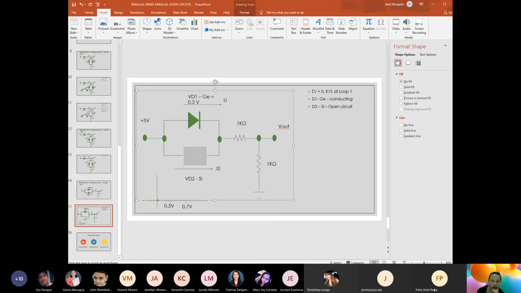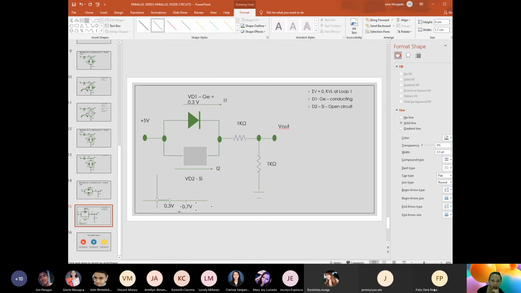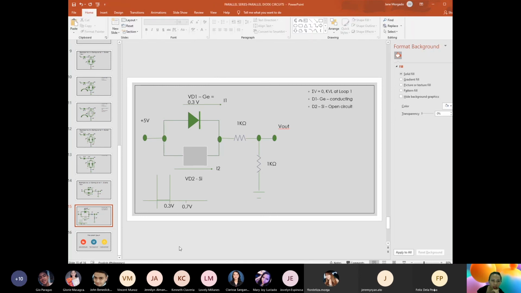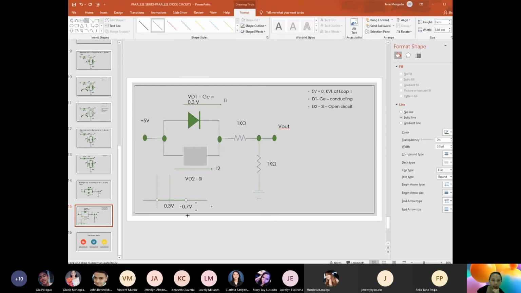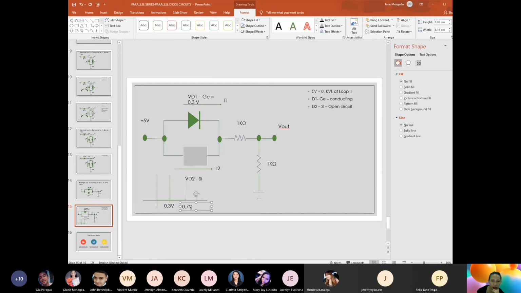So, from 0, and then, hypothetically, mag-shoot up agad si germanium. Okay? This is the ideal graph. Ideal graph yan, ha? Pero exponential dapat to. Okay? So, this is a graph for silicon. This is the ideal graph for silicon diode. Okay? This is the graph for germanium diode.